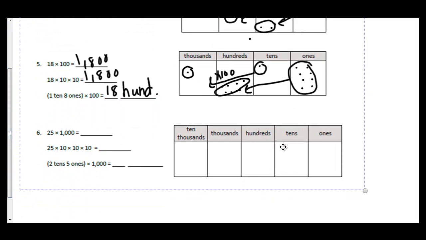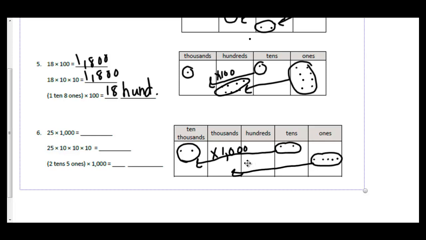All right, so we've got 25, so I'm going to come up here with 2 10s, 5 1s, 1, 2, 3, 4, and I'm multiplying this times 1,000. So this would be times 10 times 100 times 1,000. 3 places on the place value chart. So this will give me 2 10,000s. And then I've got 5 1s. So this is times 10 times 1,000. I have to go all the way over here. So this is going to give me 5,000s. 1, 2, 3, 4, 5.